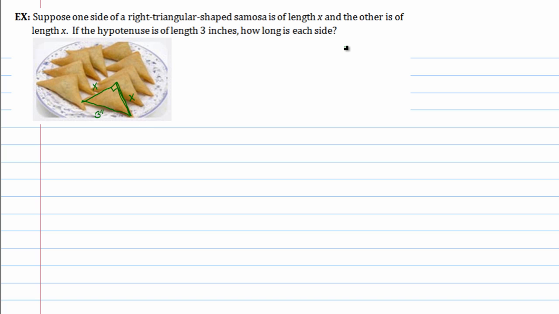So let me draw this out in a little more obvious style. So there we have x and x for the lengths of the sides, and 3 inches for the length of the hypotenuse. And we want to know, what is x? Well, we could use the Pythagorean theorem here. The Pythagorean theorem says square one side plus square the other side, that summation should equal the square of the hypotenuse.